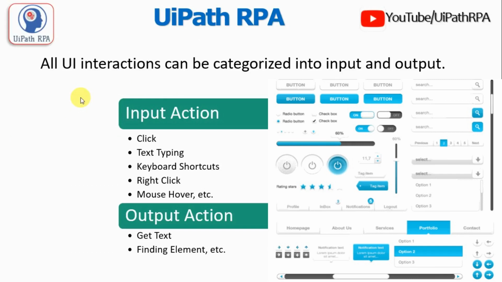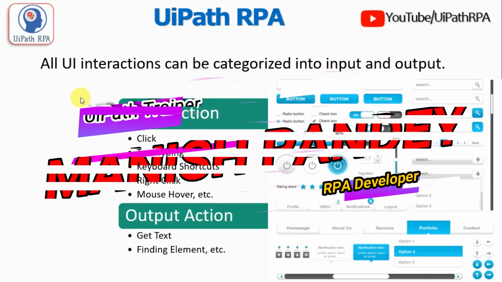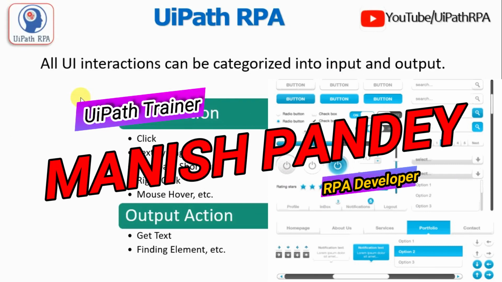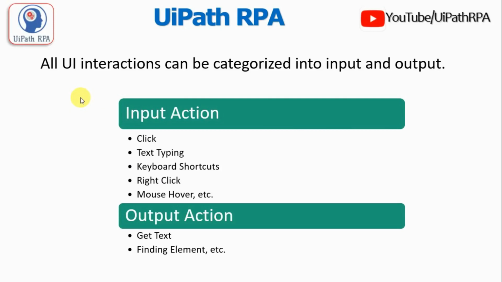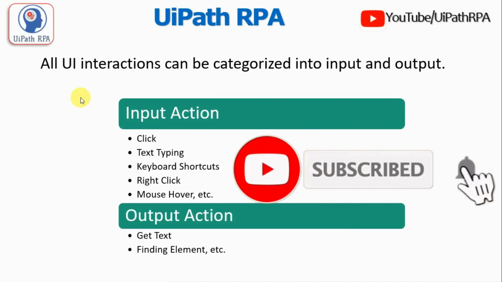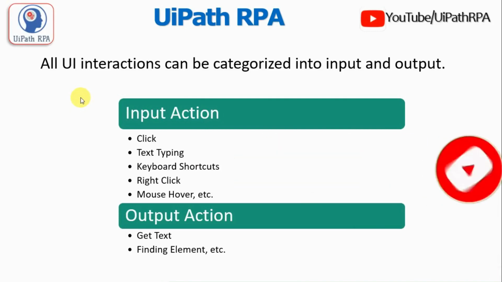All UI interactions can be categorized into input and output. So there are two actions: first input, second output. If you are working on a computer, we can either type something or get something, right? Get means output, and whenever we click on something to get some output, that is an input action.